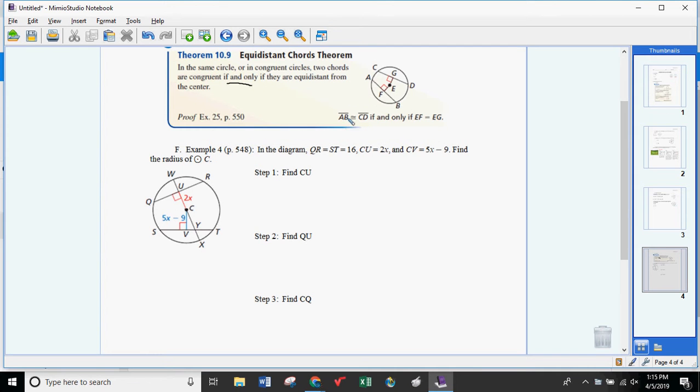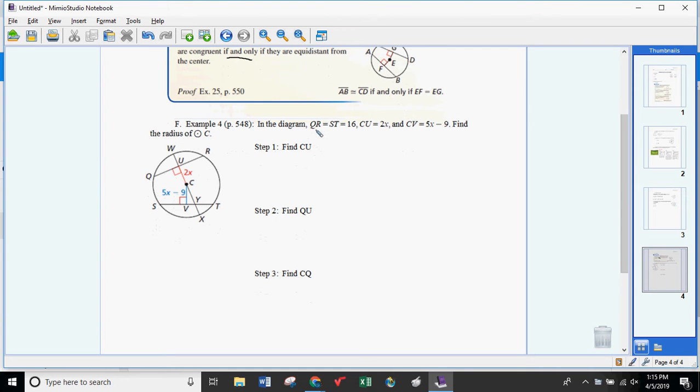So segment AB is congruent to segment CD if and only if EF equals EG, which they do here according to this picture. In this particular example, QR equals ST, which equals 16. So this is 16 and this is 16. CU equals 2x, CV equals 5x minus 9. Find the radius of circle C.